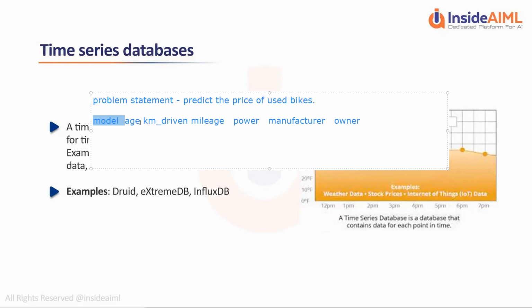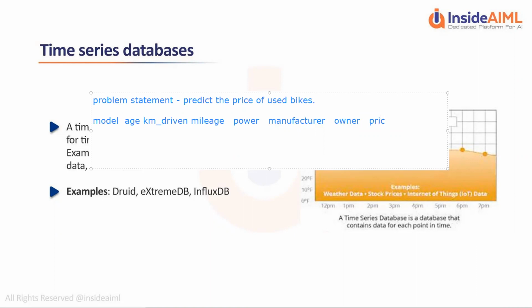That is the model, the age of the bike, kilometers driven, mileage, power, manufacturer, owner, is it self-start or not? Okay, what kind of braking system is used? What is the engine type? What is the engine power? What is the wheel type? Right? So you will require all this information.